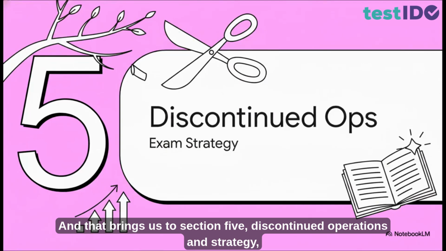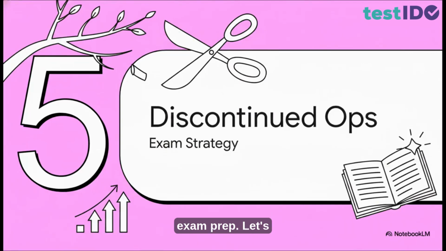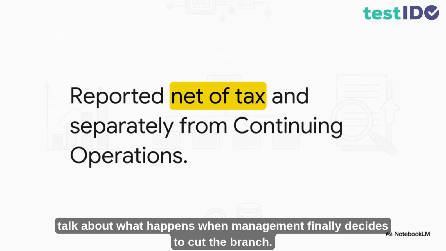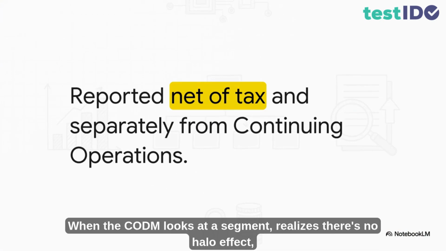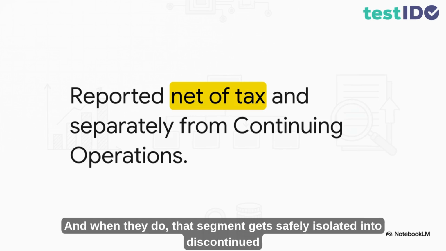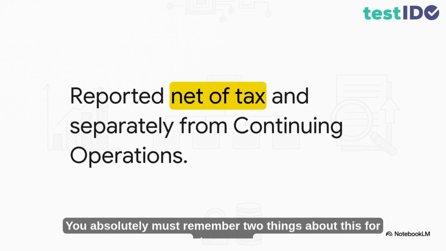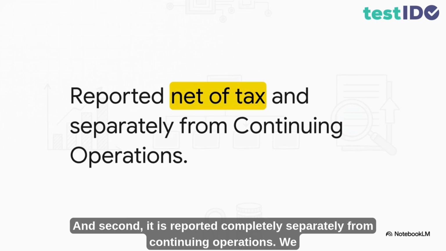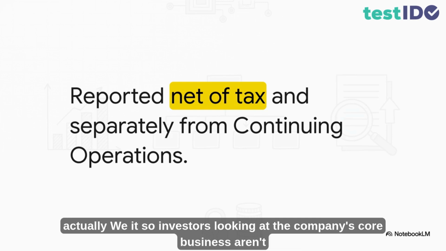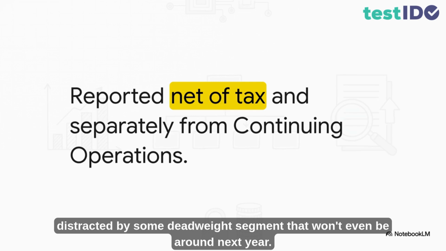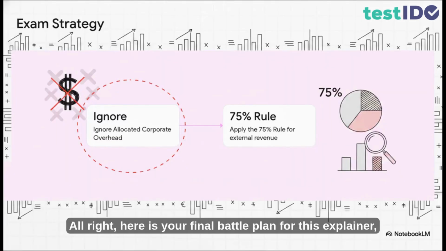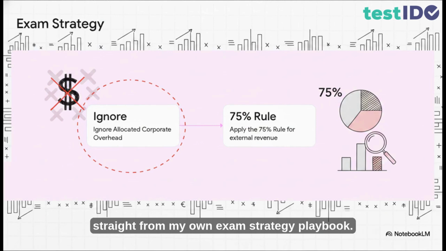And that brings us to Section 5, Discontinued Operations and Strategy, Exam Prep. Let's talk about what happens when management finally decides to cut the branch. When the CODM looks at a segment, realizes there's no halo effect, and it's just bleeding cash, they're going to sell it. And when they do, that segment gets safely isolated into discontinued operations on the income statement. You absolutely must remember two things about this for the exam. First, it's always reported net of tax. And second, it is reported completely separately from continuing operations. We isolate it so investors looking at the company's core business aren't distracted by some deadweight segment that won't even be around next year.